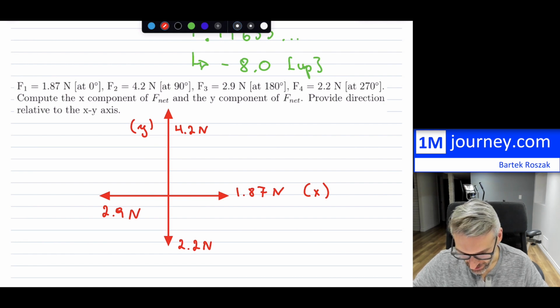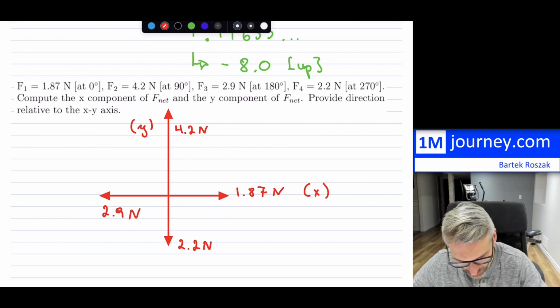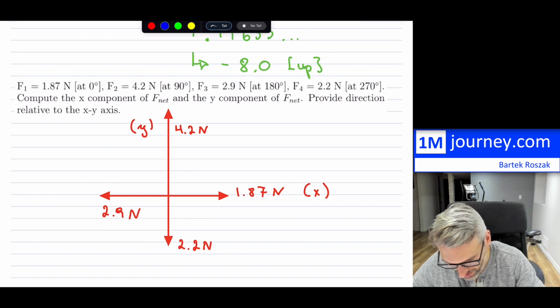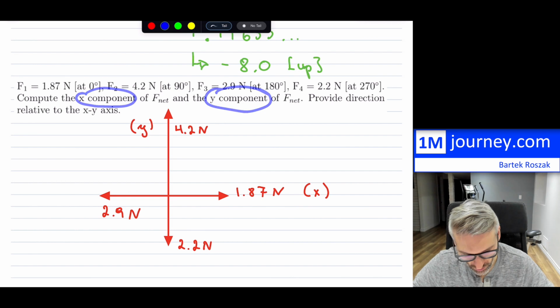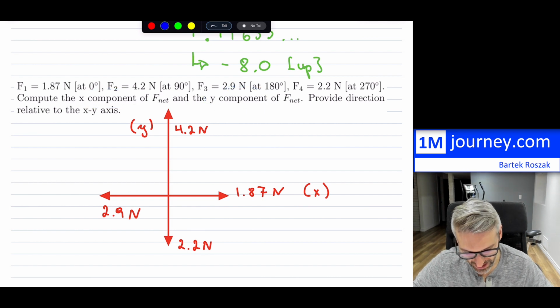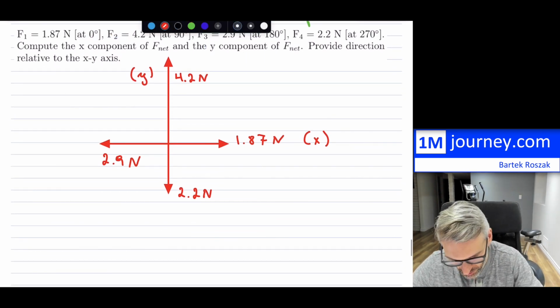All right. Compute the x component of Fnet and the y component of Fnet, and then provide the direction relative to the x, y axes. Okay, so they only want the x and the y components. That's going to be pretty easy for us to do. We don't have to do much in here because they only want the net force with respect to the x and the y. Okay, so let's do that.